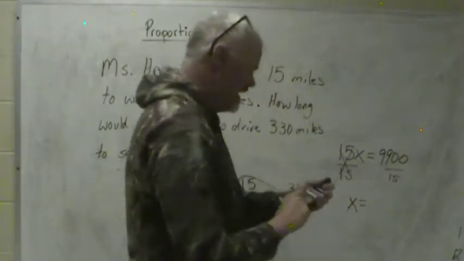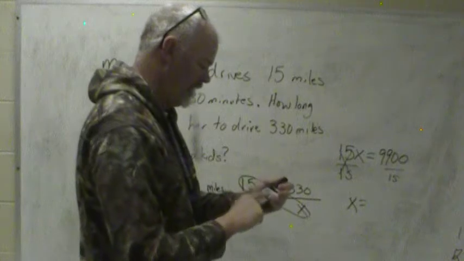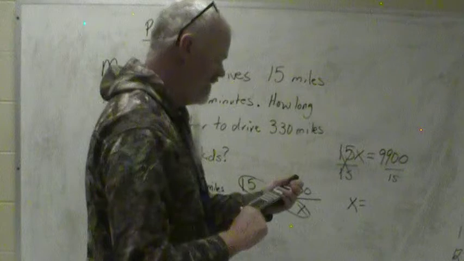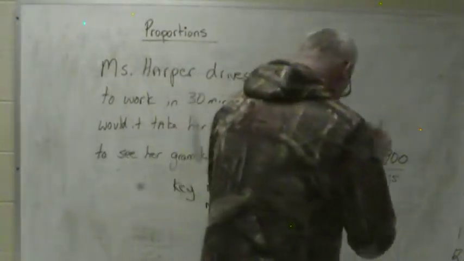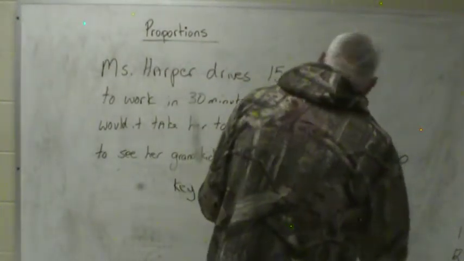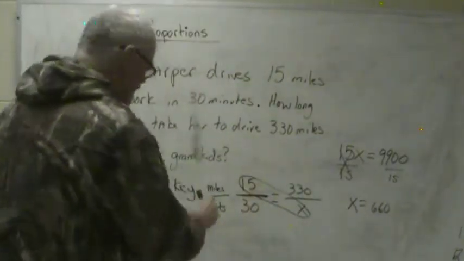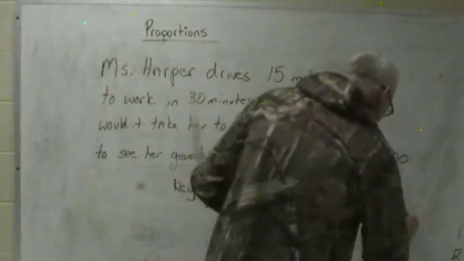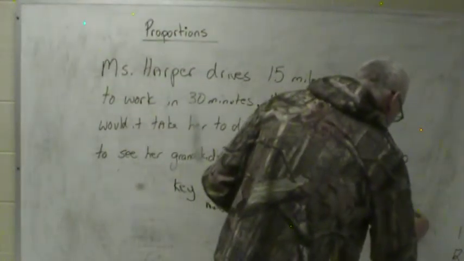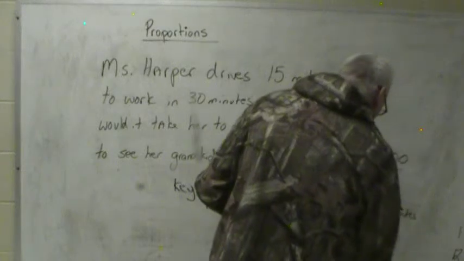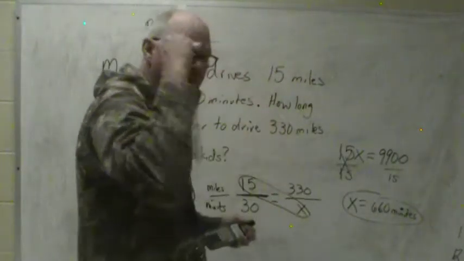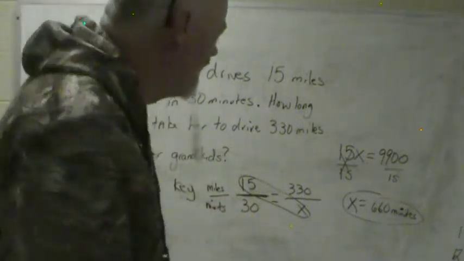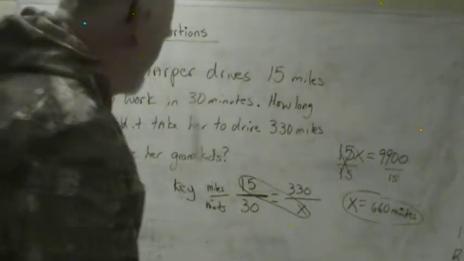All we got to do is take that 9,900 and divide by 15. And we get 660. Twice as many. Look at it. It is twice as many here. 660 minutes. Wow, that's a long trip. Because there's 60 minutes in an hour, that's 11 hours for Miss Harper on the road. 11 hours. But I bet she'd do it to see her grandkids, right?